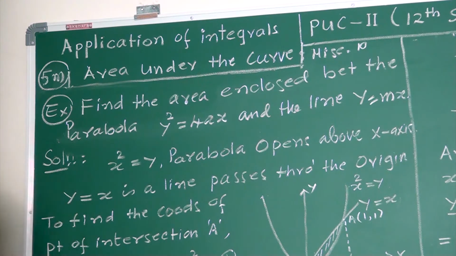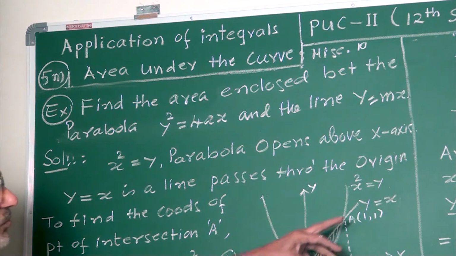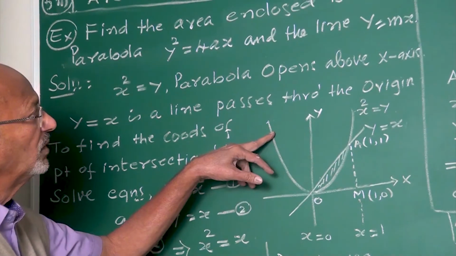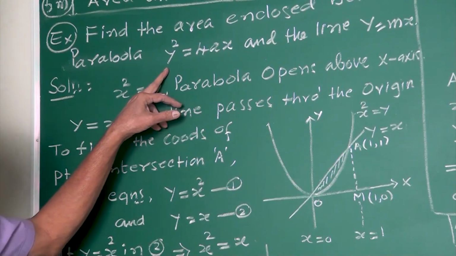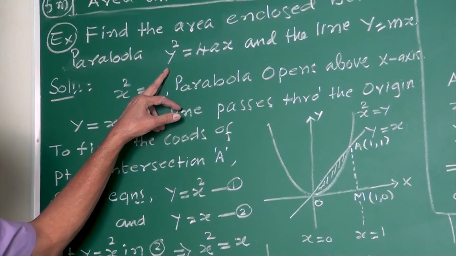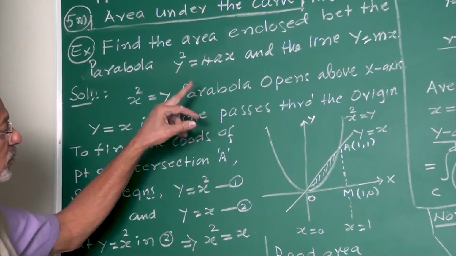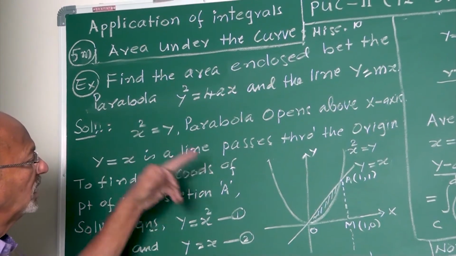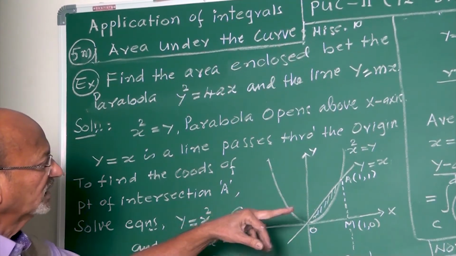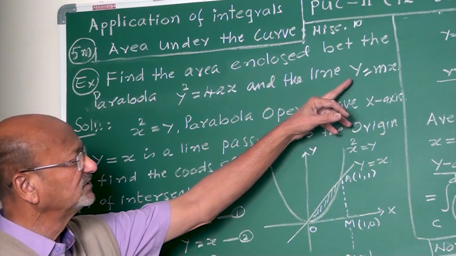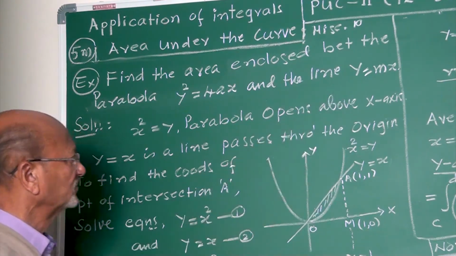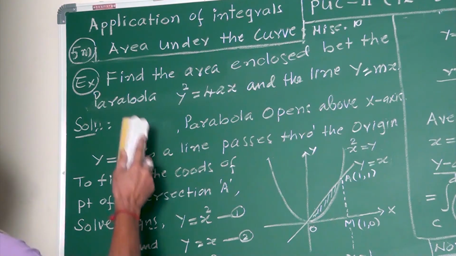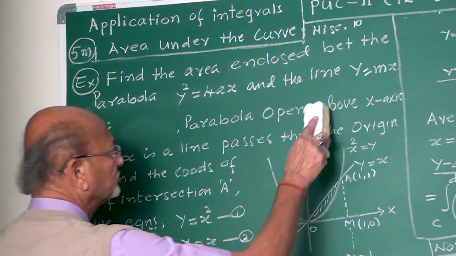So, I have done here a particular case, y equal to x. What is the nature of that parabola? It opens upward. But here, the parabola is y square equal to 4ax. What is the nature of this parabola? It opens to the right. One opens upward, another opens to the right. The particular case was y equal to x; this is the general case, y equal to mx. Yes, my friends, write one by one.